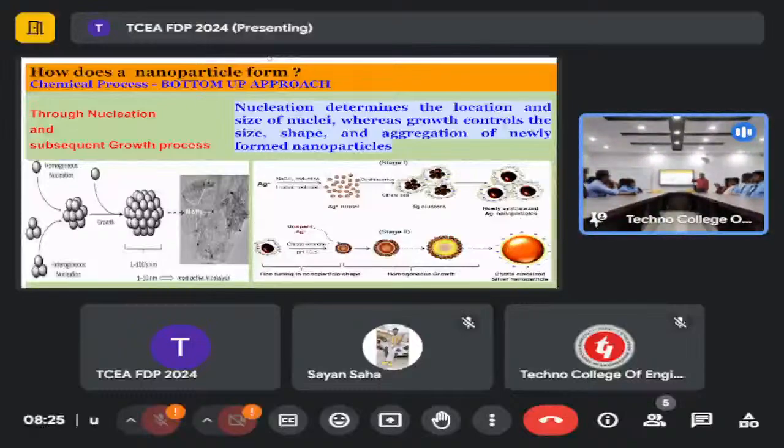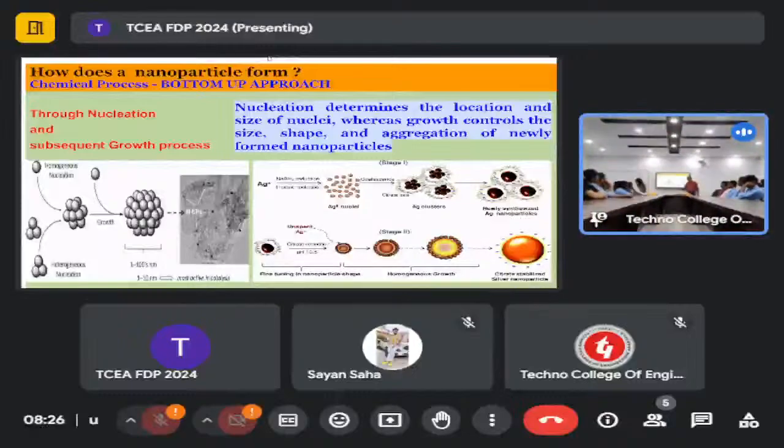But before nucleation, in the reaction, suppose in the case of silver nanoparticles, if we want to prepare silver nanoparticles, if we just dissolve silver nitrate in water, there will be silver ion and there will be nitrate ion, right? The silver ion will be Ag plus. You are getting my idea, I think. Now that Ag plus cannot come together to form a cluster. We have to reduce the Ag plus ion to Ag0, and there should be a reducing agent in the solution.